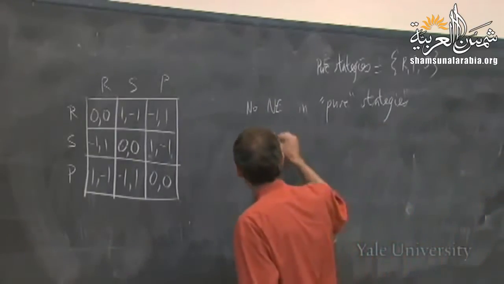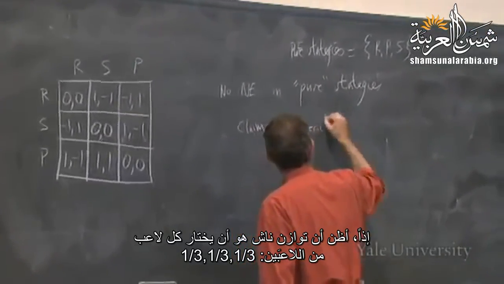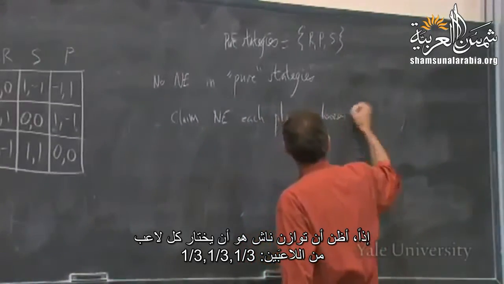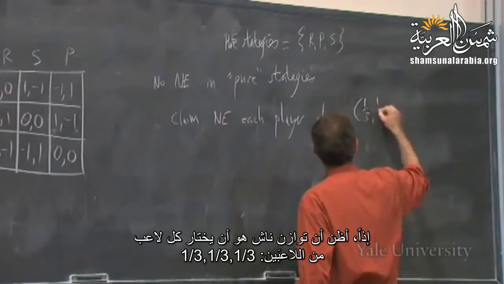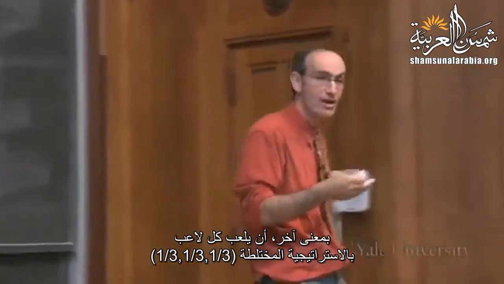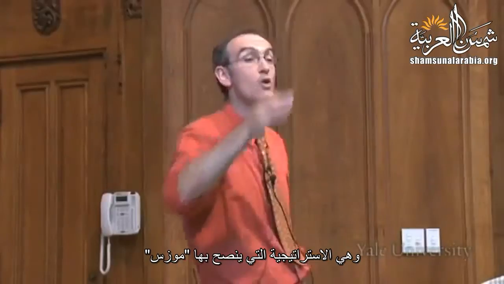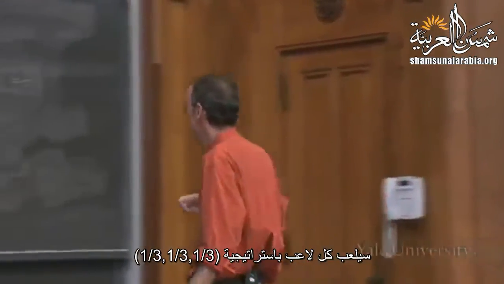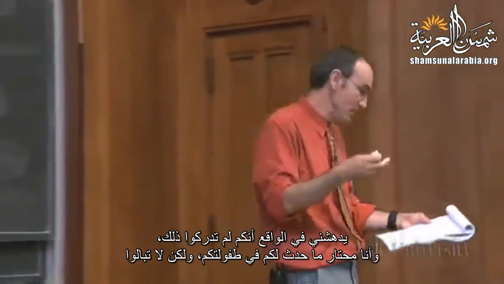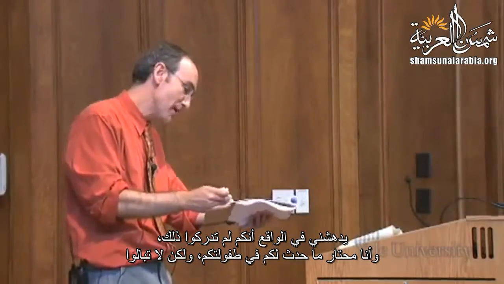So I claim, as a guess, that the Nash equilibrium is that each player chooses each action with probability a third. Each player is playing the mixed strategy, a third, which is your recommended strategy. All right, so each player is going to play a third. I'm actually amazed that people didn't realize that. And again, I'm puzzled as to what happened in your childhood, but never mind.